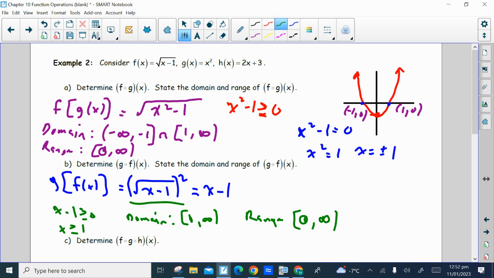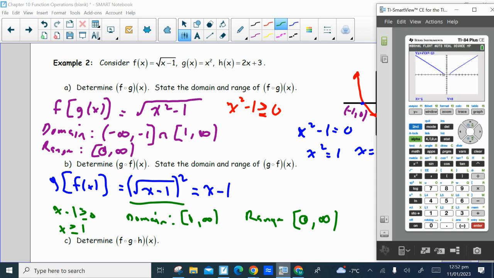But remember, you can always look on your calculator to see what it looks like. And again, you should use the version that we came up with that I underlined here. It is the root of x minus 1 all squared.